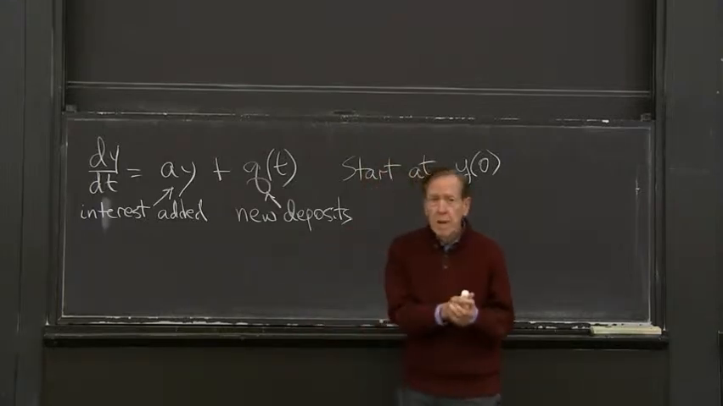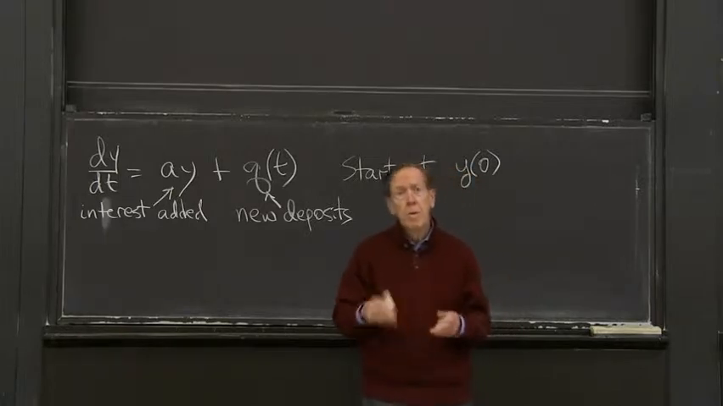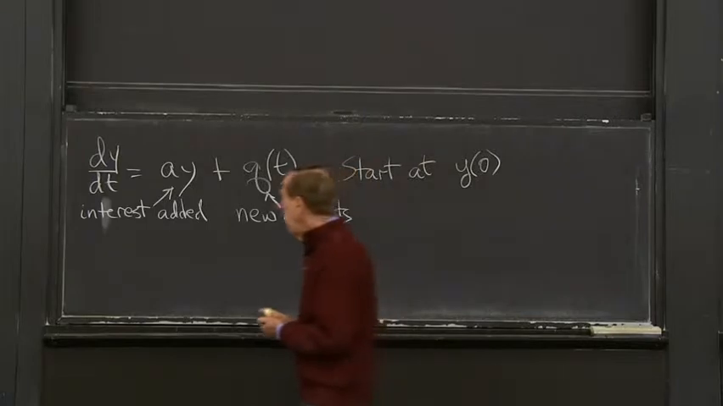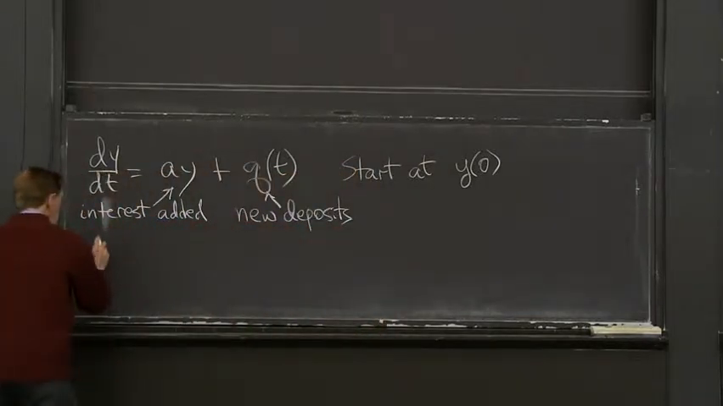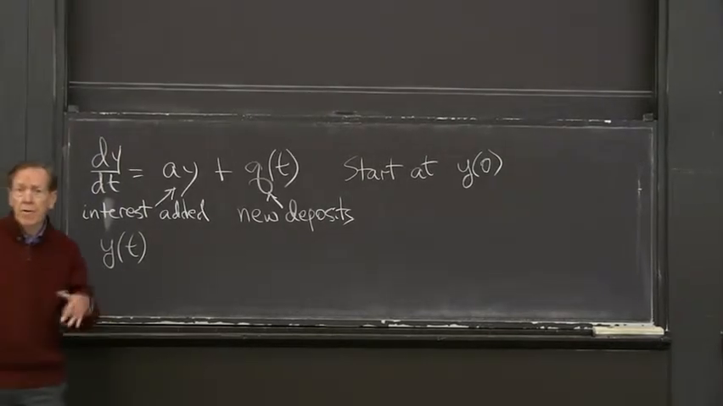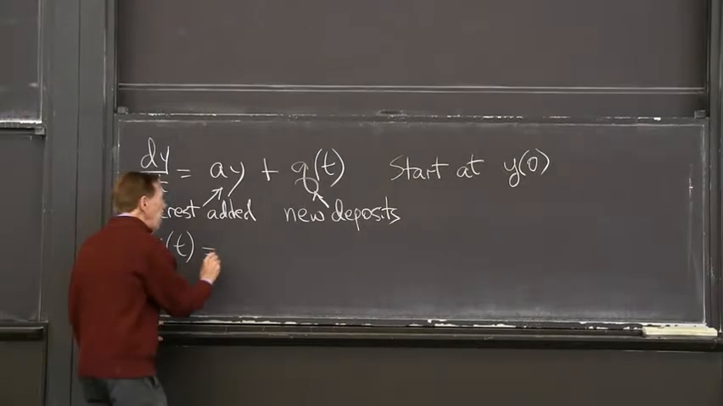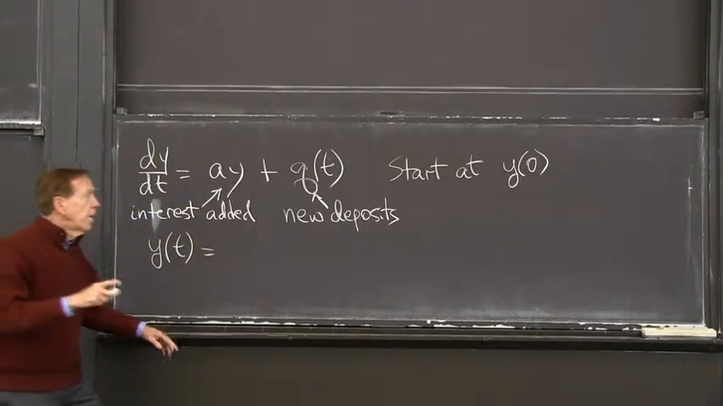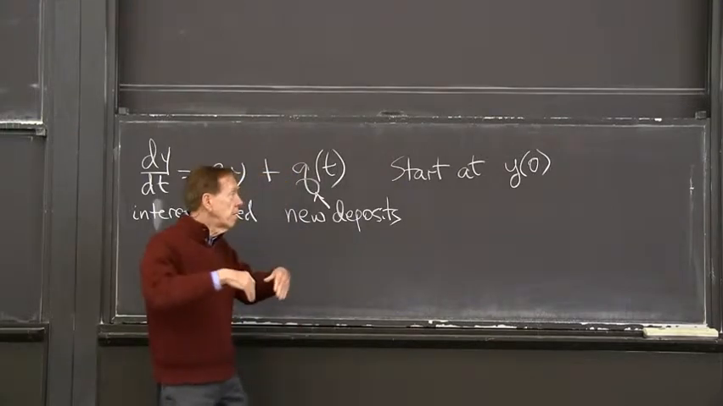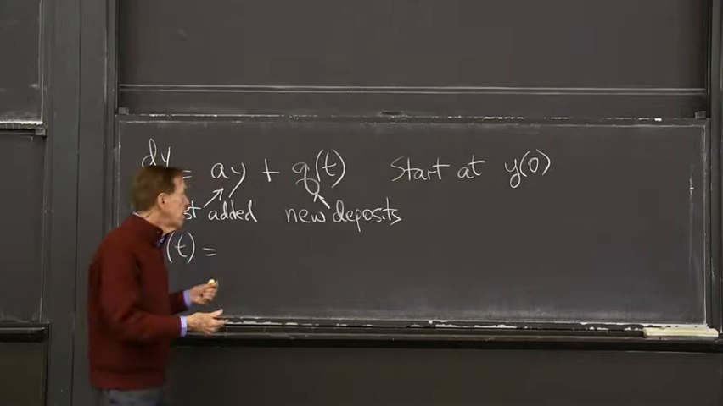So may I write the formula down, and then let's see why it's right. And then, of course, we could put it into the equation and confirm that it's right. Okay, the formula is going to be the big formula, you could say, for first-order linear equations. So y of t. First, we have the result of the amount, I'm thinking of this as balance.